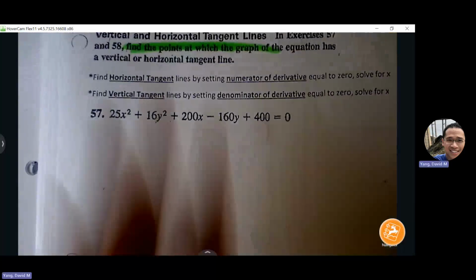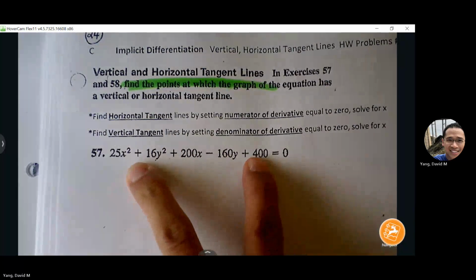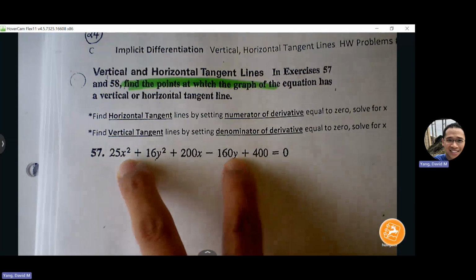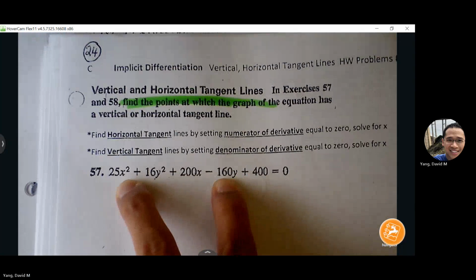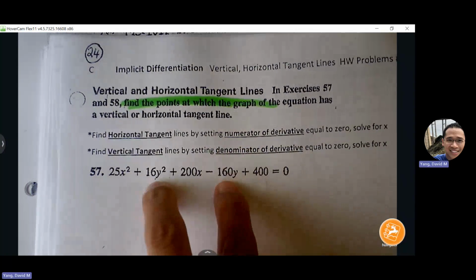Okay, you'll see a vertical and horizontal tangent problem. How do we feel about those steps? Find the derivative. A lot of times it's going to be involving implicit. And then set the numerator equal to 0 to find your horizontal tangent. Set the denominator of the derivative equal to 0 to find vertical tangent. You guys good with that?